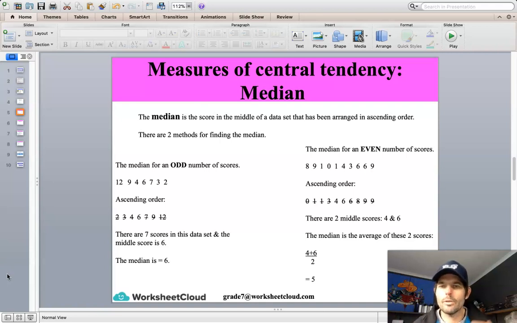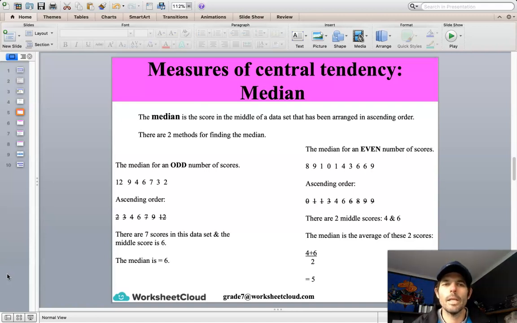So first I cancel the 2 and the 12, then the 3 and the 9, and then the 4 and the 7. And you can see it leaves me with the middle number of 6, and 6 is going to be your median. So to work out the median of an odd set of numbers is pretty straightforward. Put them in ascending order, find the middle value, and that is your median.